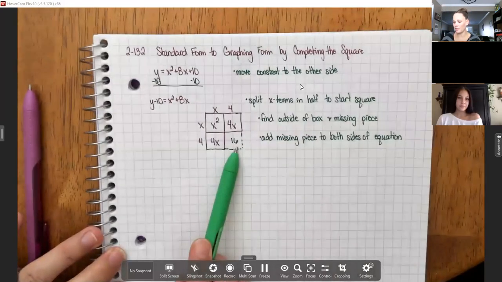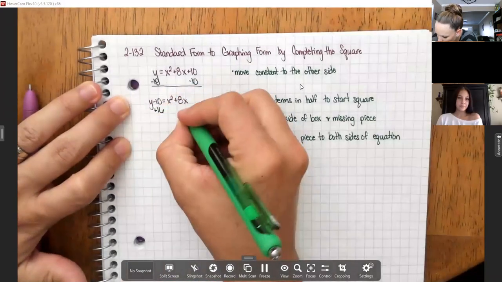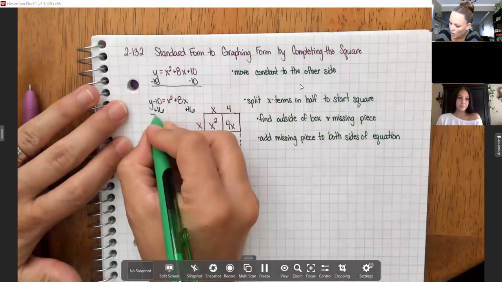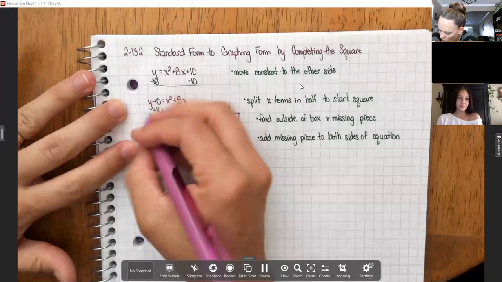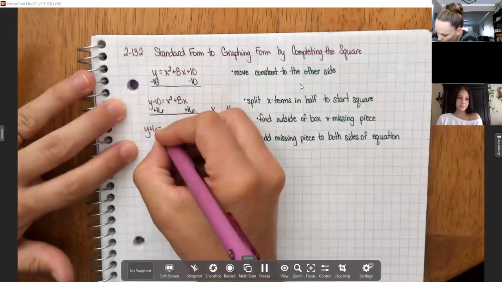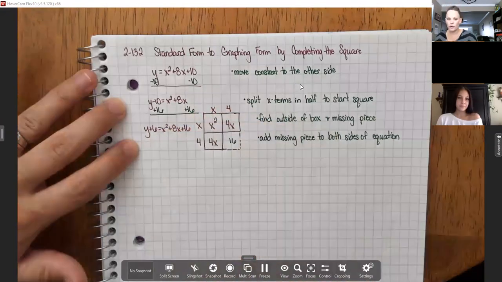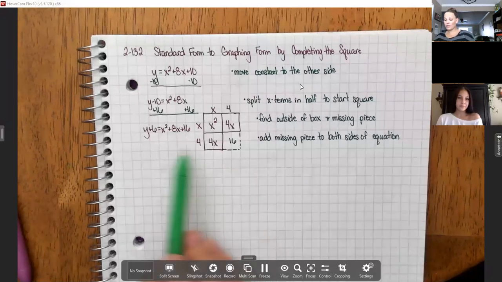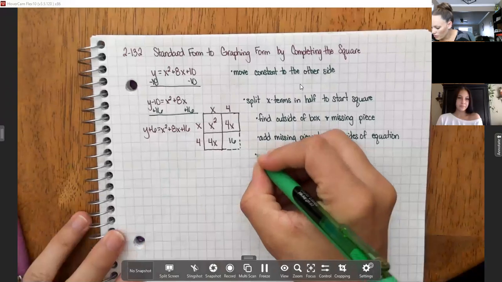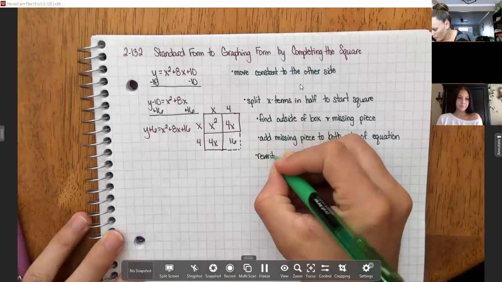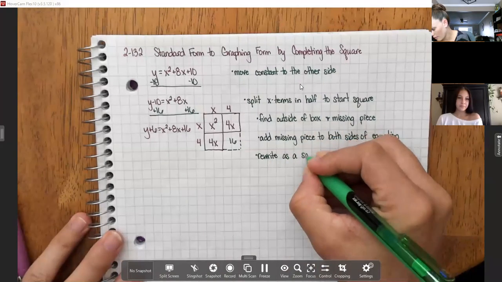So again, our missing piece was positive 16. 4 times 4 was 16. So we're going to go back here and add it to both the left and the right. So we get y plus 6 equals x squared plus 8x plus 16. And remember, the reason we picked 16 was so that we can make this side a square. So we want to rewrite it as a square.